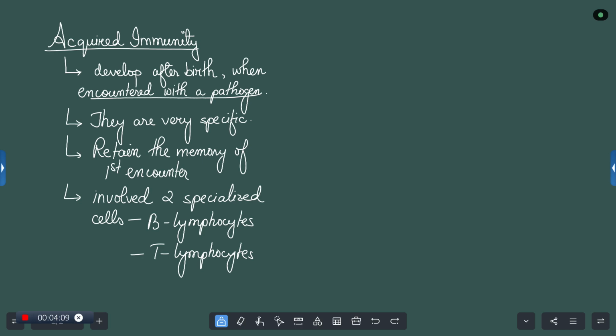Innate immunity has no first encounter memory, while acquired immunity has. In innate immunity the barriers fight, whereas in acquired immunity the B lymphocyte cells and T lymphocyte cells fight.